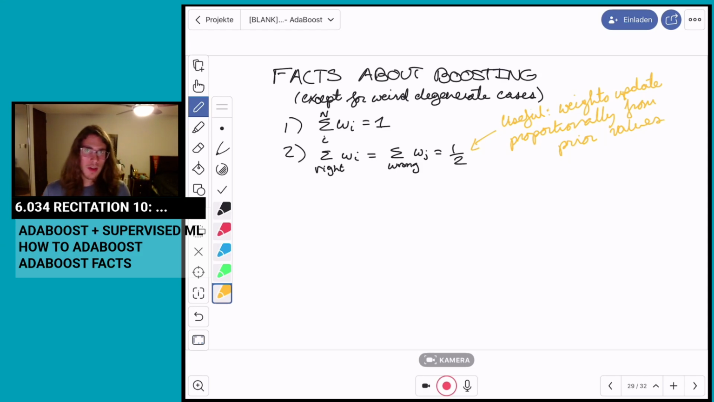So I showed you how from one round to the other, the wrong points and the correct points still were summing to 1/2. So that remains true across rounds.